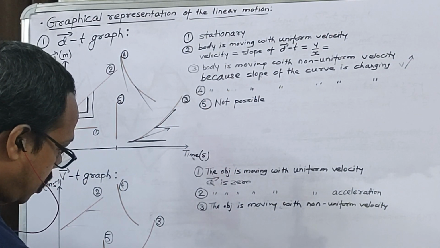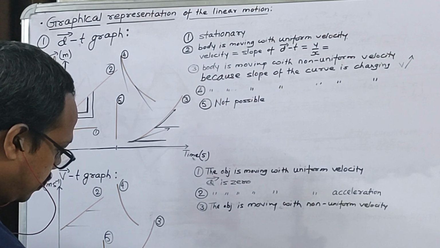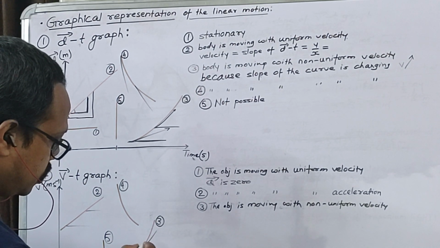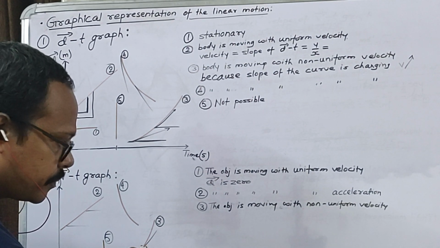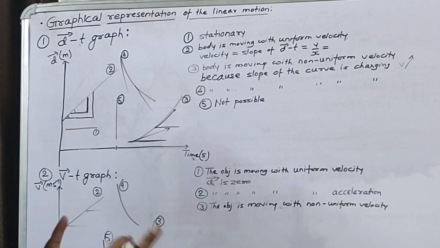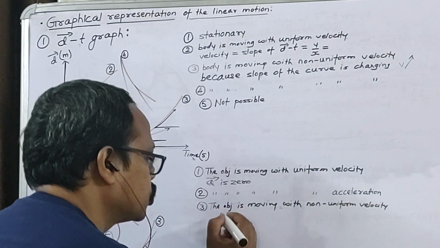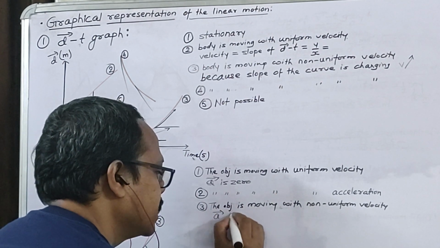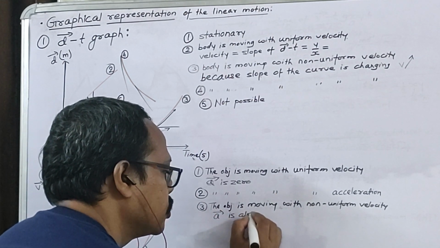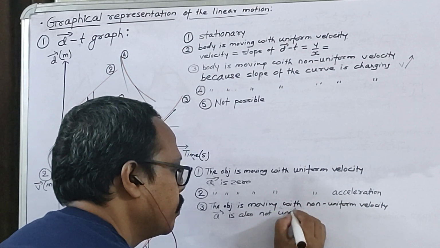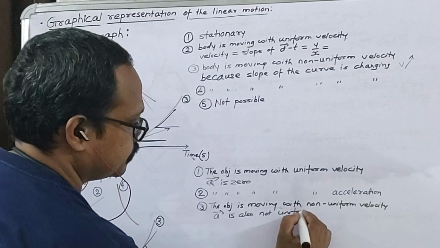At this point go and calculate the slope. At this other point you go and calculate the slope. The slope is also varying. The slope of the velocity time graph gives us acceleration, so acceleration is also not uniform.